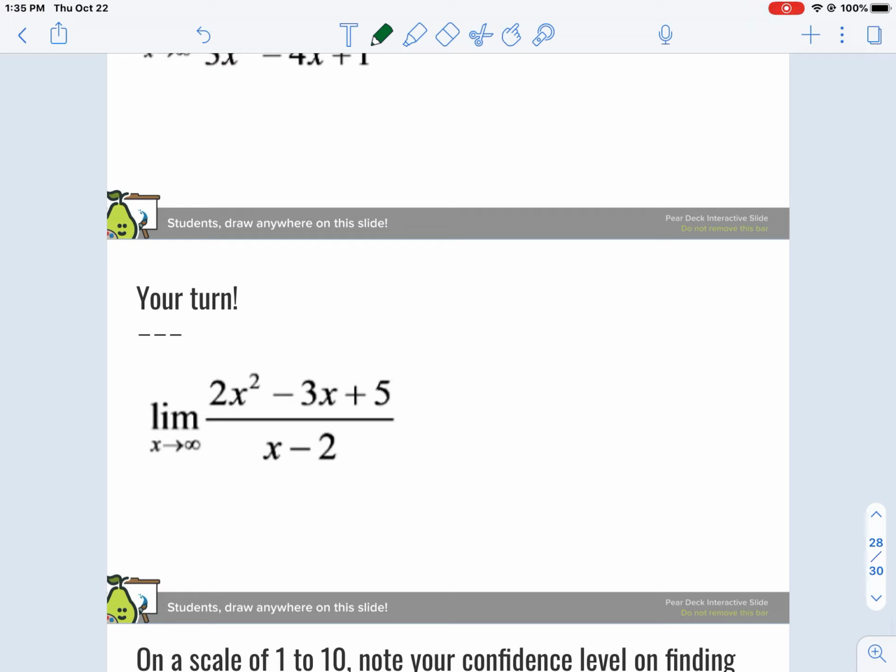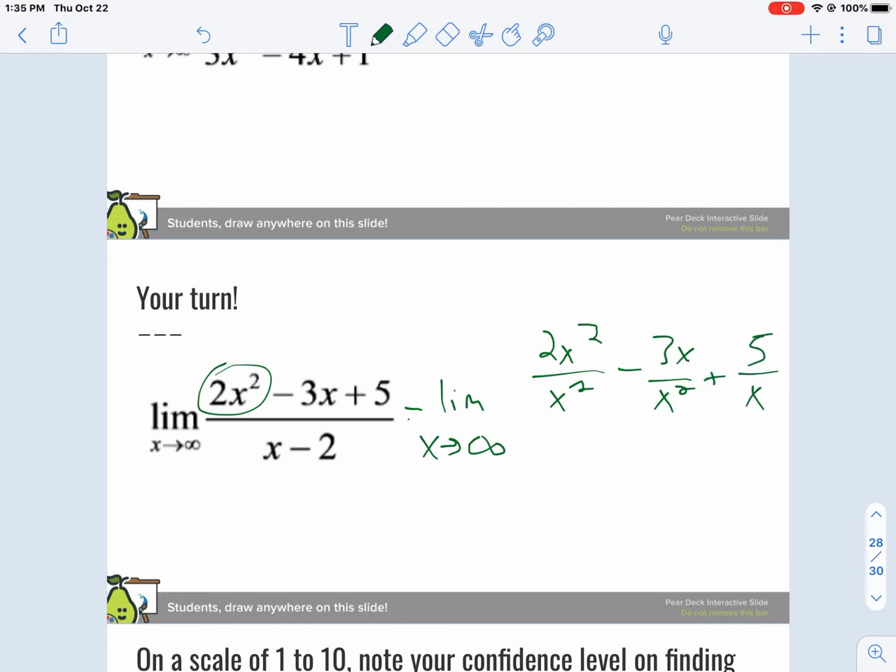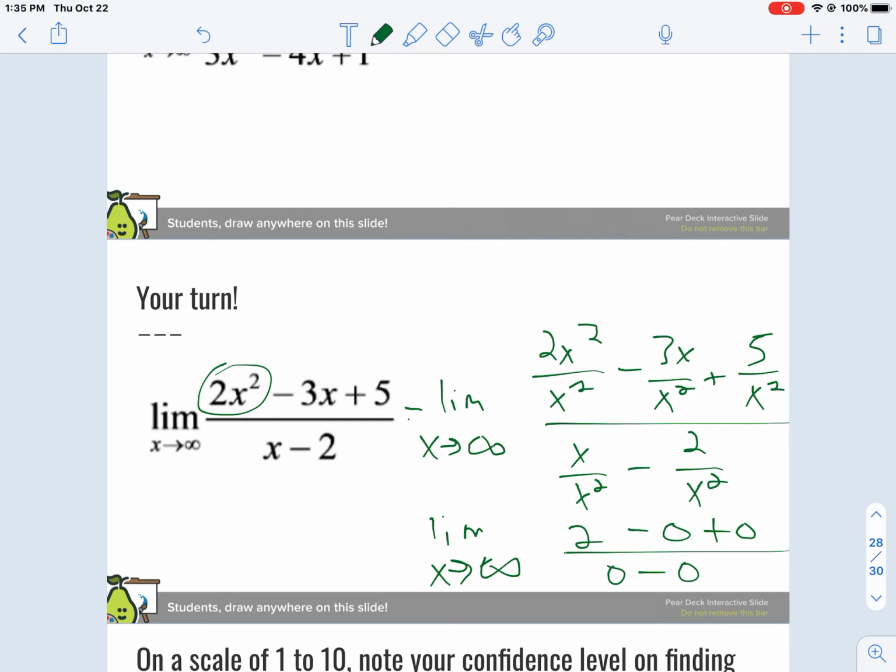And actually, let me do this last one here. Again, we're going to divide by the highest power of x, which is x squared. So this gives me the limit as x approaches infinity of 2x squared over x squared minus 3x over x squared plus 5 over x squared over x squared minus 2 over x squared. So again, all those guys where the degree of the numerator is smaller than degree of the denominator, they're all going to go to 0. So we have 2 minus 0 plus 0 over 0 minus 0.